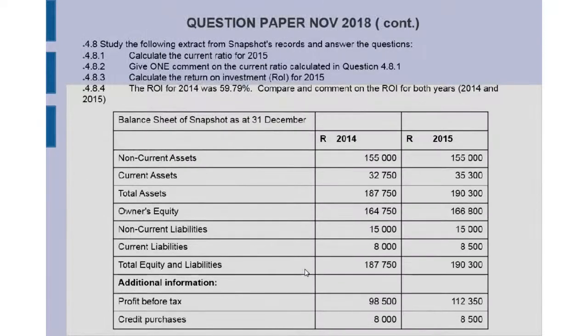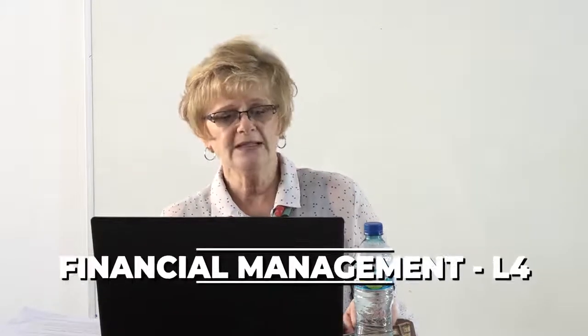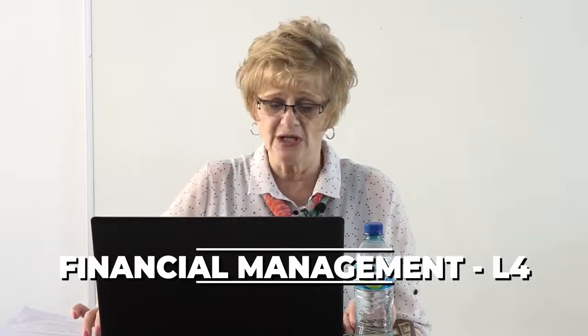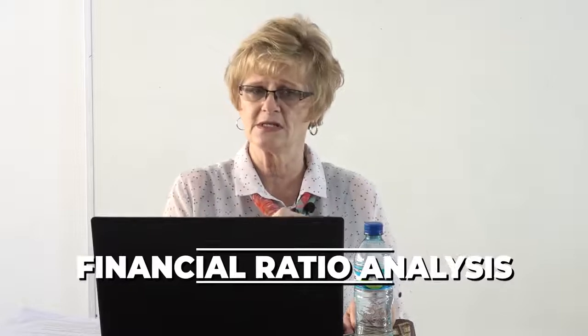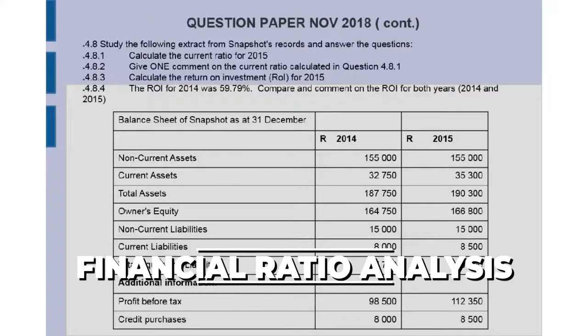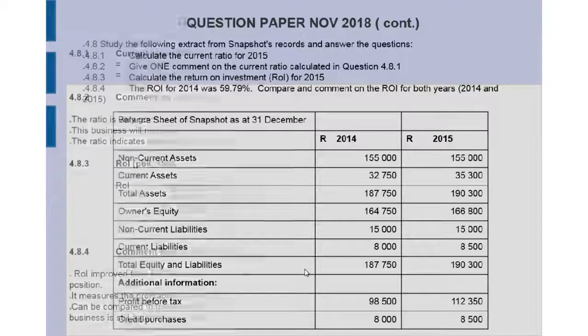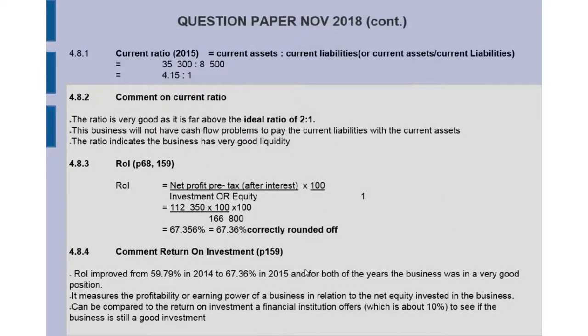The next question was 4.8. Now they're asking for information from the income statement as well as the balance sheet, but they're giving all of this separately. So don't go back to the previous question. Now they're giving all the information here at this question that you need to know. So calculate the current ratio, comment on this one as well as the previous year, calculate the ROI, and get your percent rounded off correctly. Very important for you to do the correct rounding off.